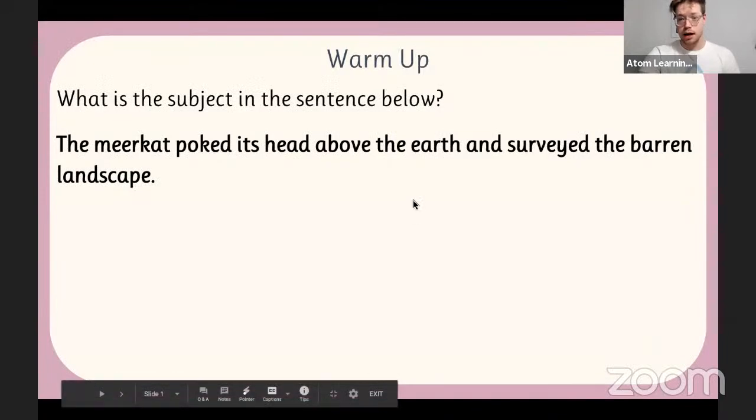So as I said, can anyone tell me the difference between the active and the passive voice? Oh, anonymous attendee has got it. Active has a subject and a verb. Passive has an agent and a verb. Really, really nice. James, nice to see you. Welcome to the lesson. Thank you for joining. Right, so let's get into it. I will share my screen. Boom. And you should all be able to see my screen now.